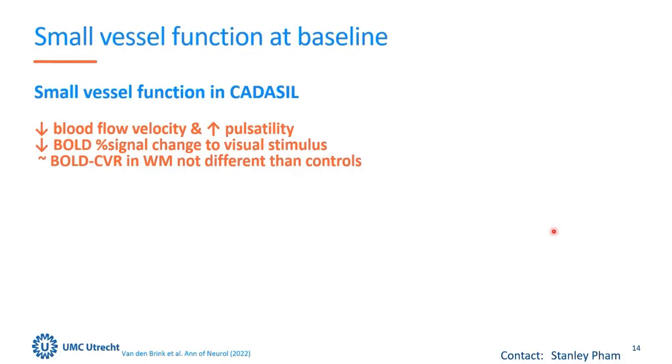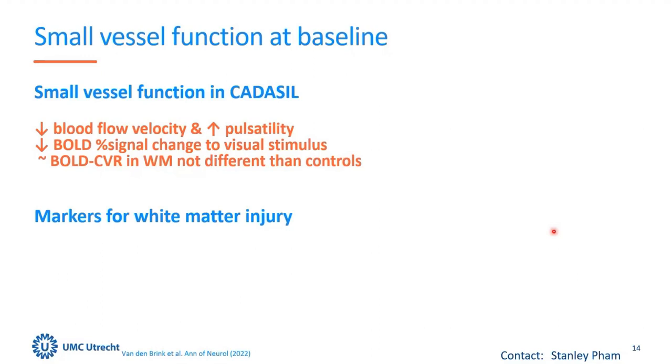So at baseline, we already found that different aspects of small vessel function are impaired in CADASIL, but what we wanted to know is how does small vessel function then relate to the white matter damage that we observe in the clinic. And that is something that we look into in this study more specifically.